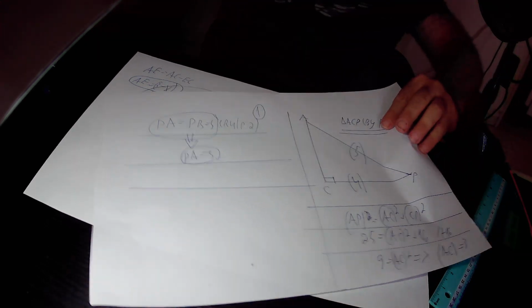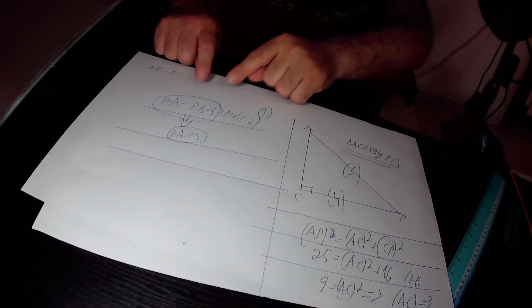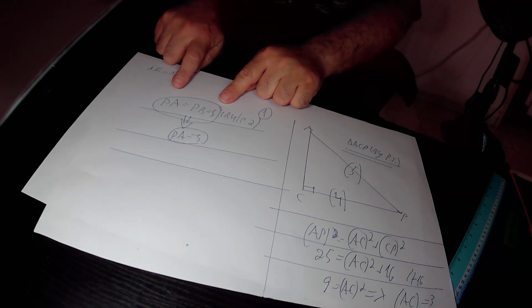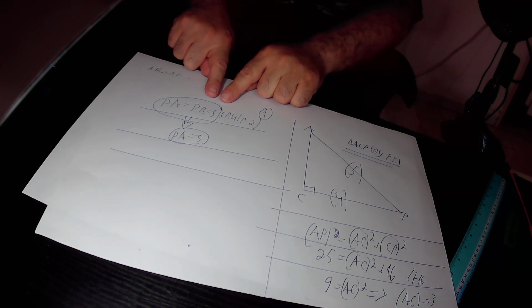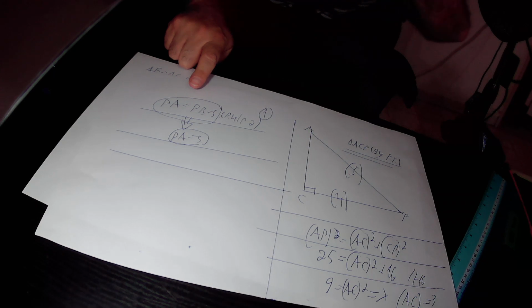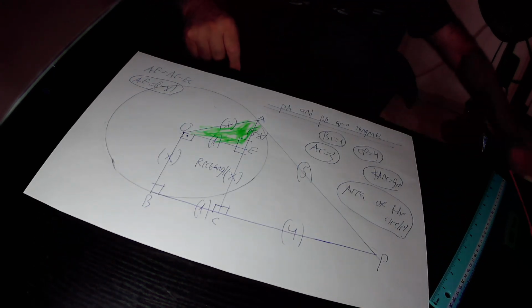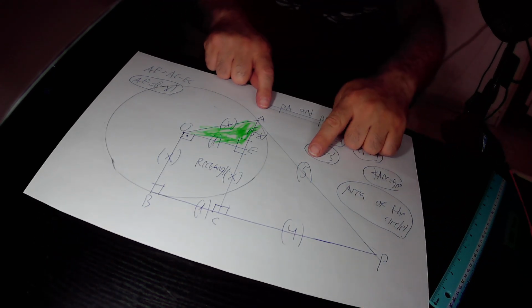So here, we know that PB equals 5. And from this equation, PA equals PB equals 5, we derive that PA also equals 5 units in length. This is side PA, which equals 5 units in length.